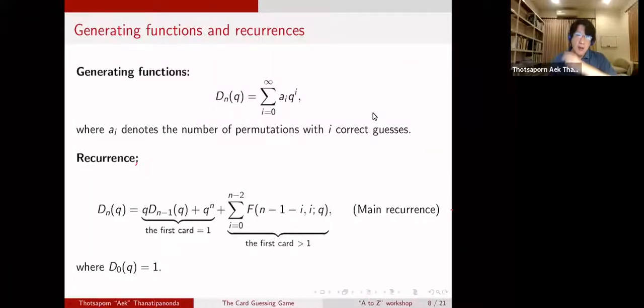So let D_n be the generating function of n cards. Here q to the i marks the number of correct guesses, and a_i is the number of decks that have this many correct guesses. Let me call this Zeilberger number 1. So we try to set up the recurrence relation.